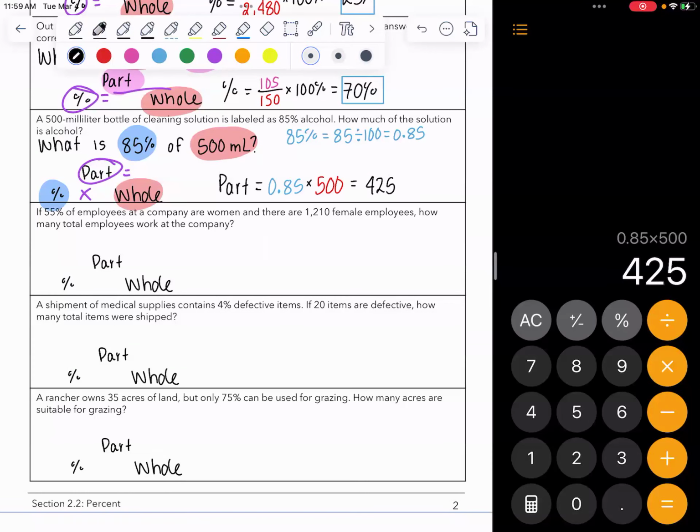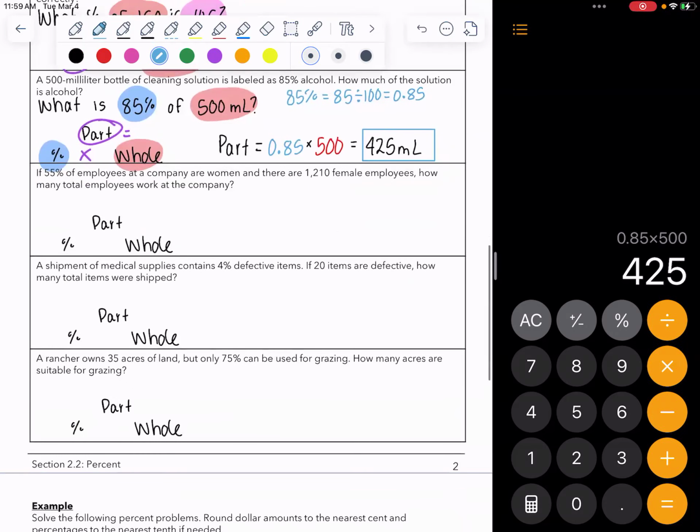You get 425 milliliters. How much of the solution is alcohol? 425 milliliters of it, if it's 85% alcohol. Not so bad, right? There's worse things in the world.